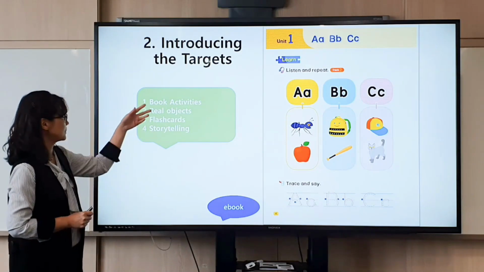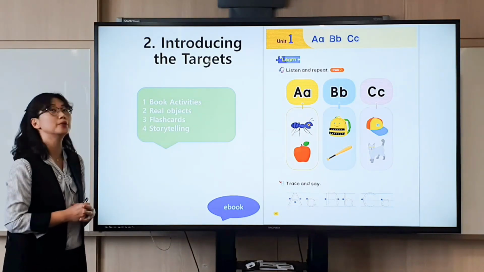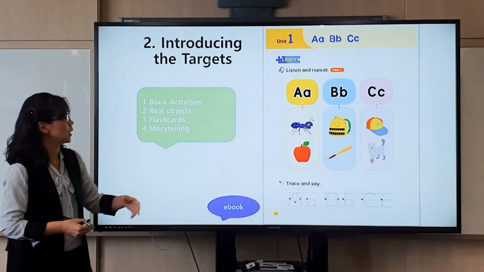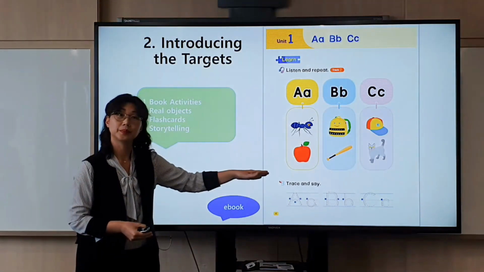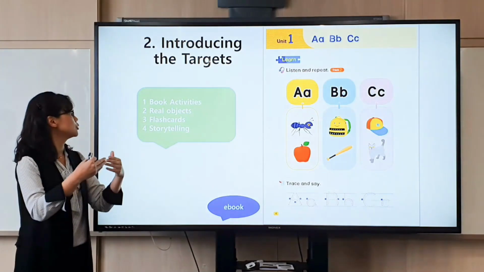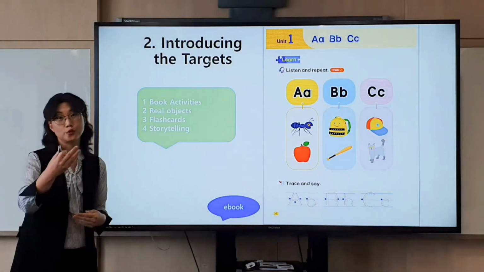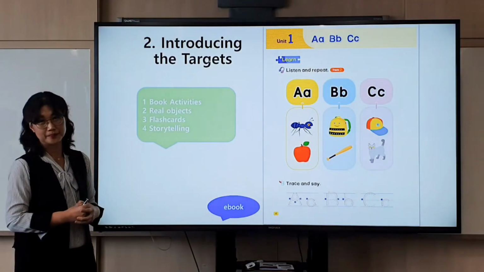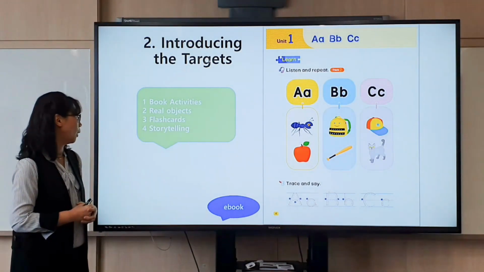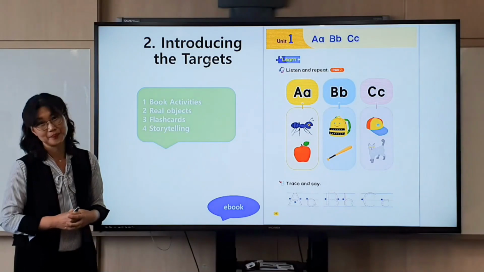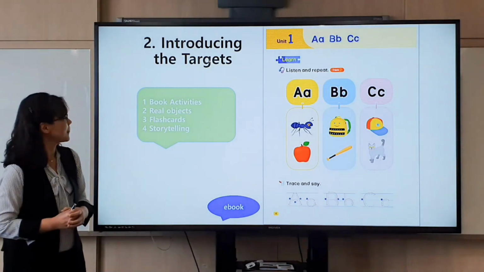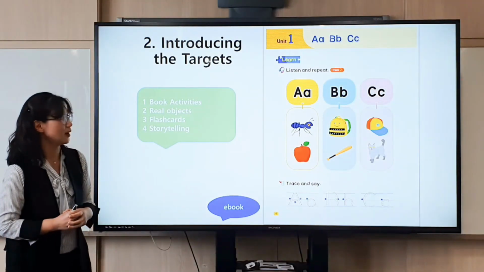I have some things listed here. Number 1, book activities. When you are introducing the new target, you can do the activities in the book, or you can use real objects to introduce the new target. Or you can use flashcards. Or you can tell a story. Let's try all these things. Now, let's look at the book activity first.